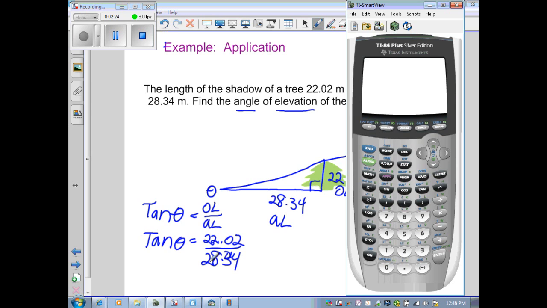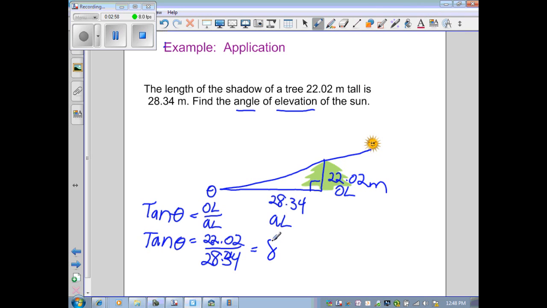So what I need to do to find an angle is to use the inverse function of tangent. Therefore, in a calculator, I need to press second tangent first, then enter the value of that function, which is 22.02 divided by 28.34. And calculating, I get my angle of elevation to be, when I round to the nearest tenth, 82.7 degrees.